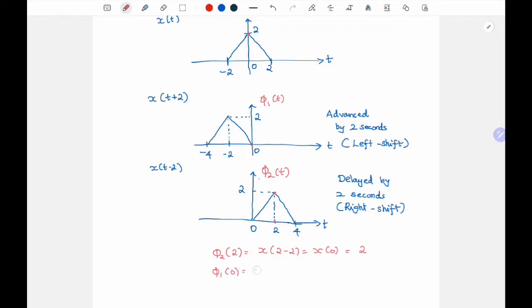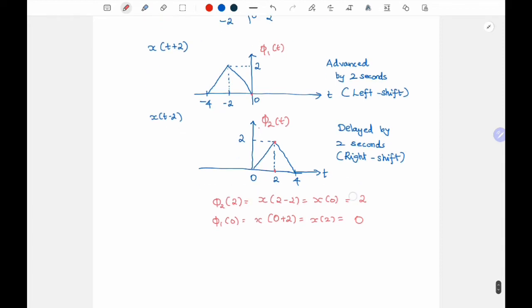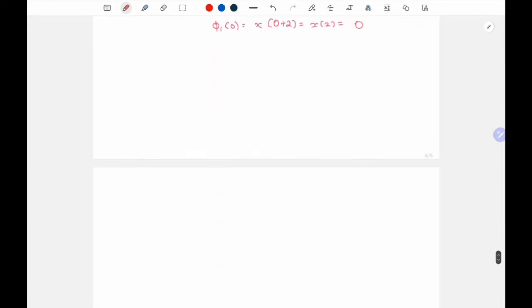Similarly, let's say I want to find the value of phi 1 of 0. Then what do I have? x of 0 plus 2, right? So what is x of 0 plus 2? x of 2. So whatever value is at phi 1 of 0 is nothing but the value at x of 2, which is nothing but 0. So this is synonymous with our derivation as well. Okay, next we'll move on to time scaling.